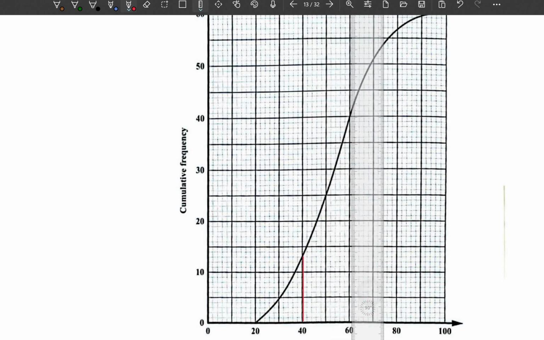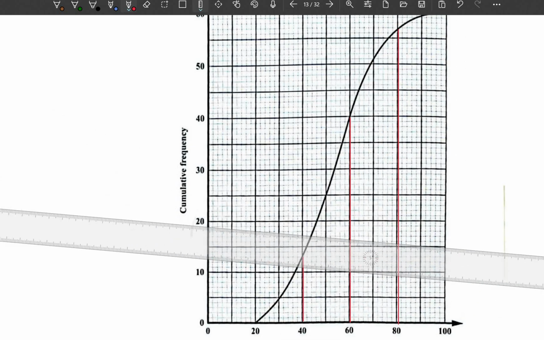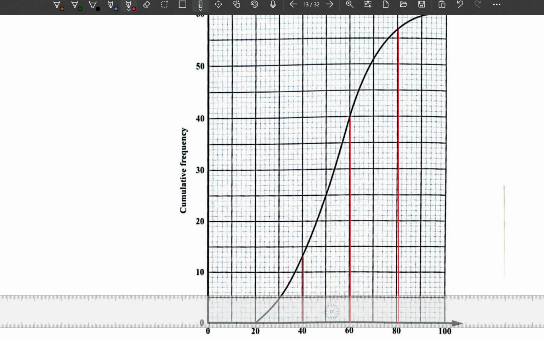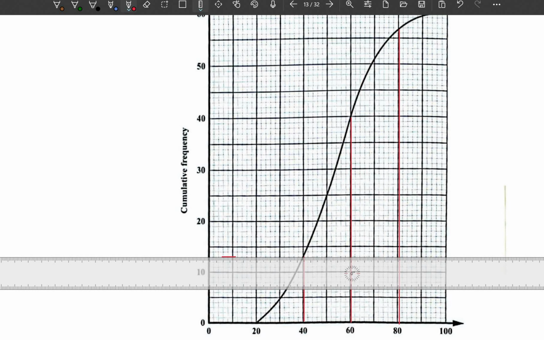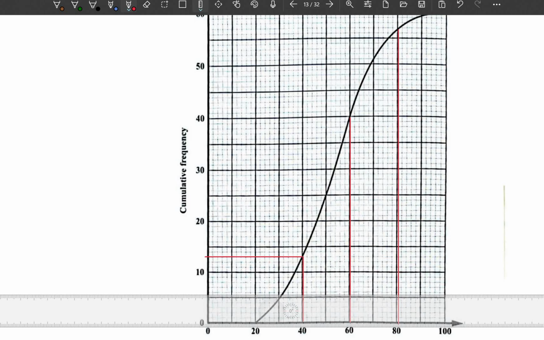Then we have 60.5. Then we have 80.5. And that's close enough. The graph itself is a little bit bent. So let's then read across. So we have, and so that seems to be at 10, or this is at exactly 13.